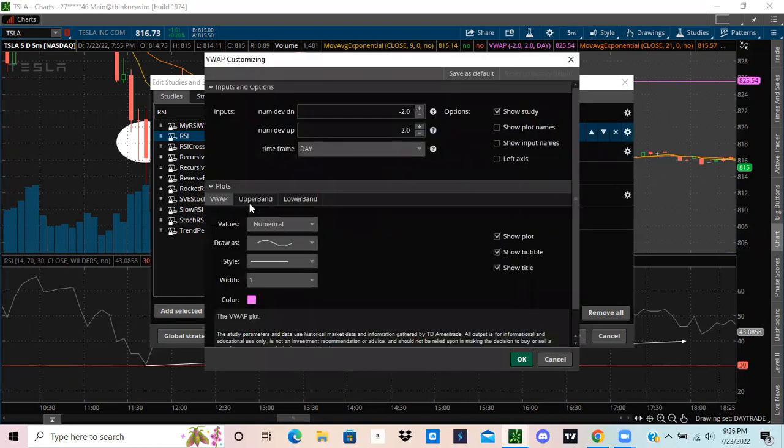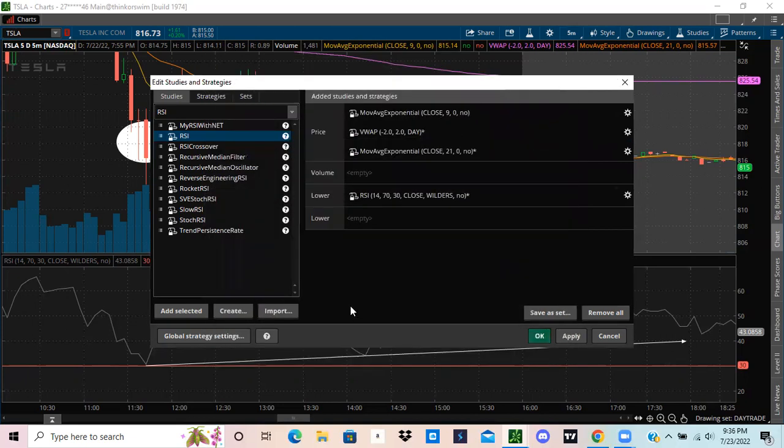The VWAP, what I have is the upper band, I have show plot taken off, and I have the lower band show plot taken off. I just have the main VWAP with show plot on. Everything else is the same, including the show plot. That's how it comes. These are the only two that you need to change, and the color is already that by default.